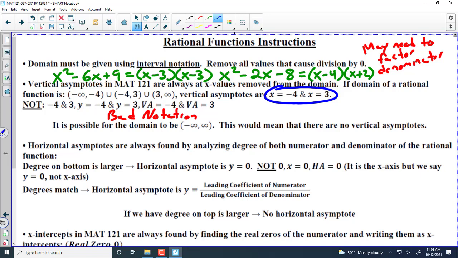It is possible for a domain to be negative infinity to infinity, and that would mean that there are no vertical asymptotes.